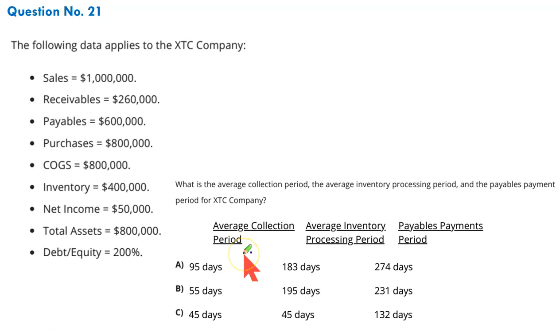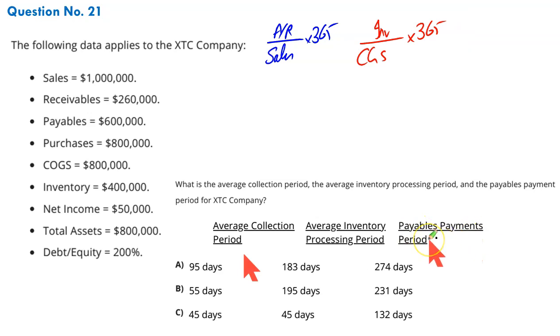So what do we need first? Average collection period, also called the account receivable turnover days. It's equal to your average account receivable upon your net credit sales or sales multiplied by 365. This will return you the result in days. Average inventory processing period, or the inventory turnover days, for how long you hold on to your inventory before it is sold. We calculated in the previous question, your average inventory upon COGS multiplied by 365.